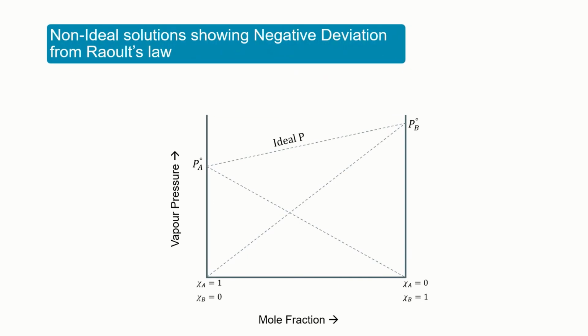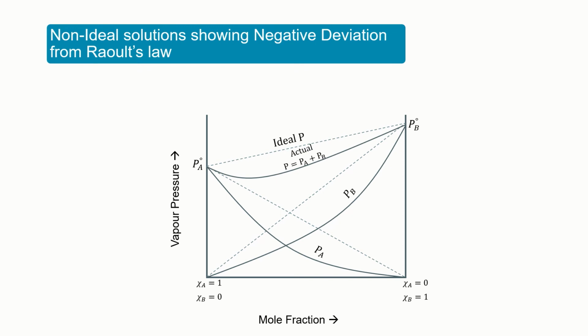The deviation will be called negative when the partial pressure of each component and the resultant total pressure are lesser than expected on the basis of Raoult's law. Now, in this type of deviation, solutions will have a greater force of attraction between the solute and the solvent, and due to this there is a decrease in the escaping tendency of the molecules A and B from the surface of the solution, and as a result the vapor pressure will be lower.